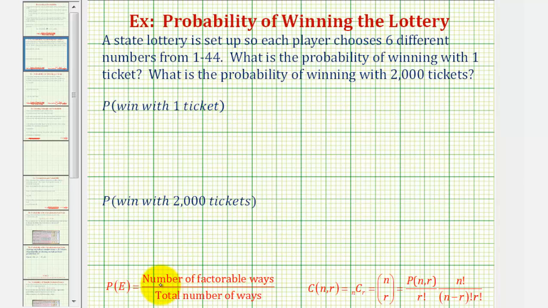For reference, below we have the definition of probability and the definition of a combination. To find the probability, we want to find the number of favorable ways and divide by the total number of ways the event can occur. So to find the probability of winning with one ticket, if we only have one ticket, there's only one chance or one favorable way of winning the lottery. So we'll have 1 divided by the total number of ways of selecting 6 numbers from 44 numbers, which would be a combination, which would be 44 choose 6.